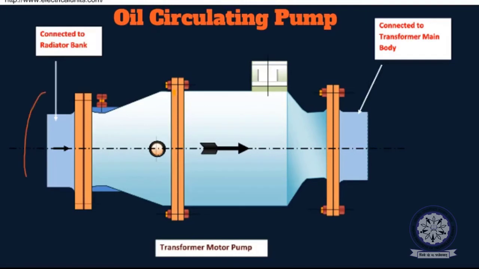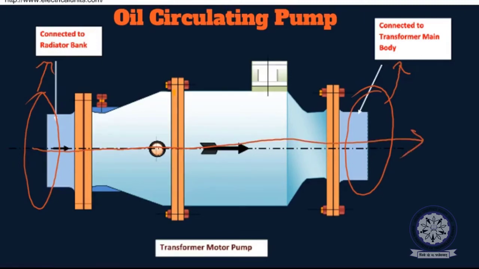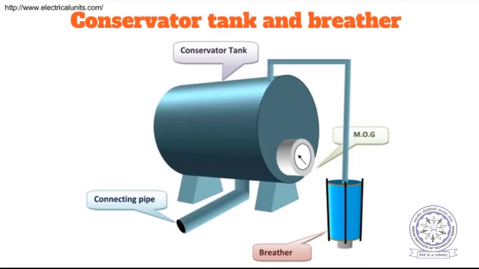So here this pipe is connected to the radiator bank, and this pipe is connected to the transformer main body. Since it is connected at the bottom, it will pull the oil from the radiator bank and push it into the transformer main tank. So this is how the motor pump will work and help in cooling the transformer. And then there is a conservator tank and breather arrangement, you can see. This is the connecting pipe to the conservator tank. So oil will enter like this.